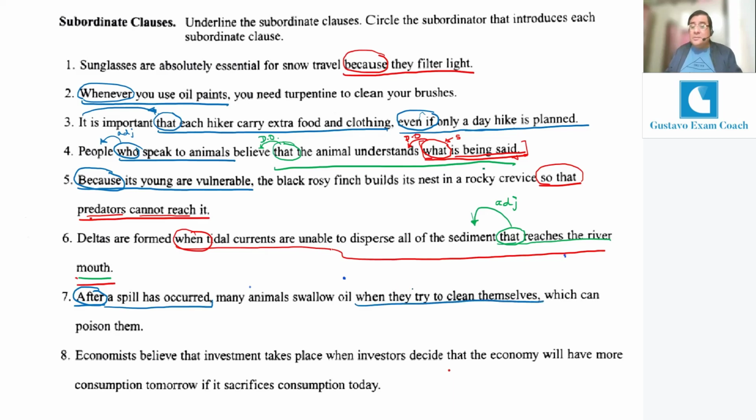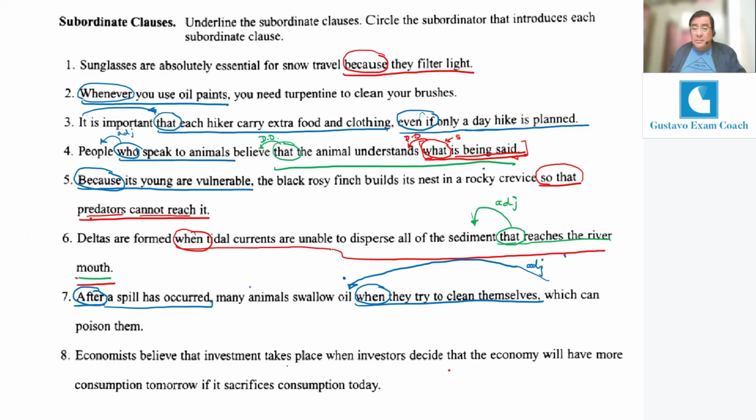But then immediately after swallow oil, there is another adverb clause starting with when they try to clean themselves. We see they try, subject and verb, and when is a subordinator, because this clause is describing the time for the action of swallowing. And after themselves, we see the expression which can poison them. Actually, this is describing an attribute of this oil that was swallowed by many animals, right? It is working as an adjective for oil.